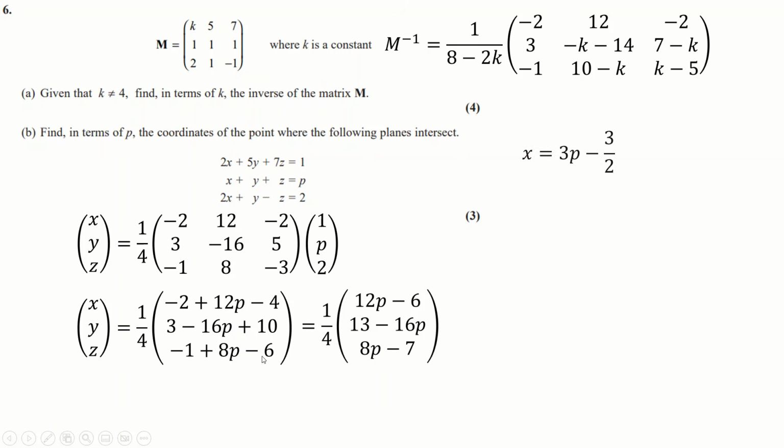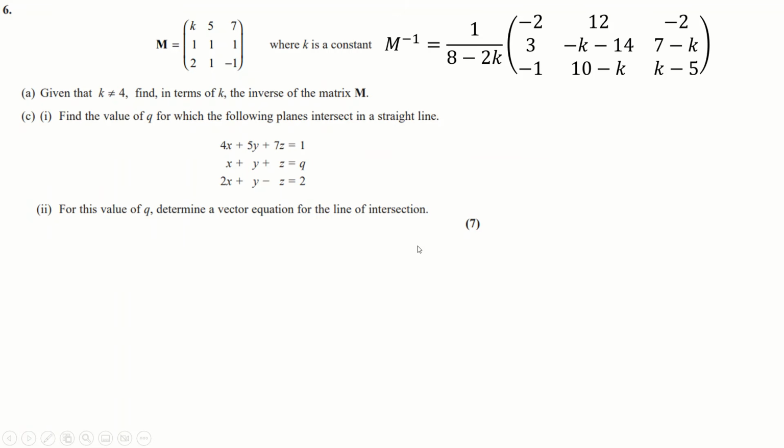Obviously simplify this up, and essentially x is just the top bit, y is the middle bit, z is the bottom bit, and you get these three things here. Good, so the last bit then: find the value of q for which these intersect in a straight line.